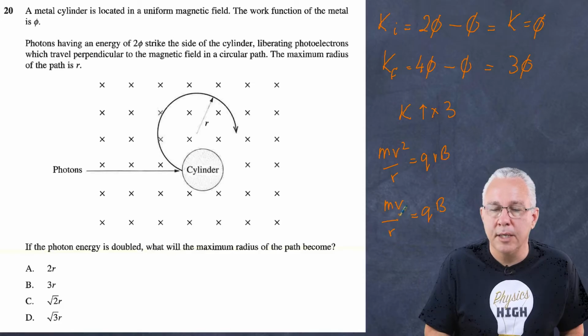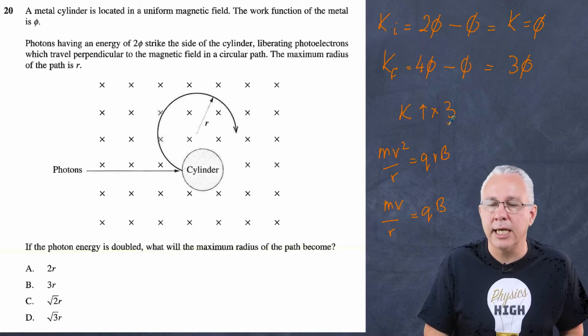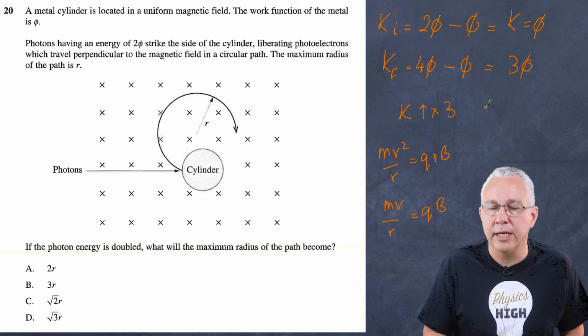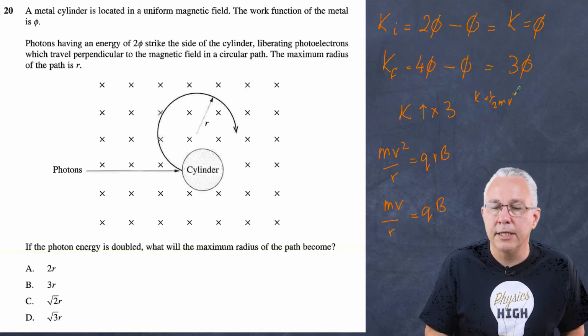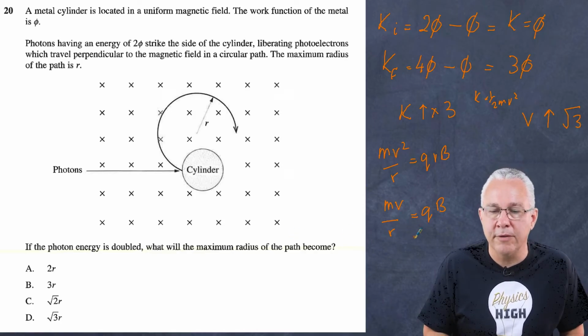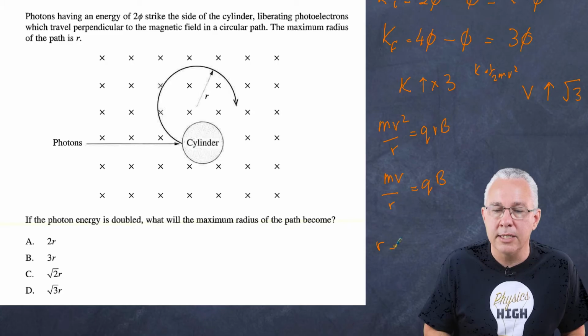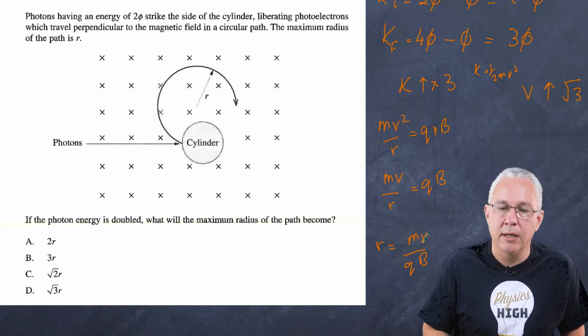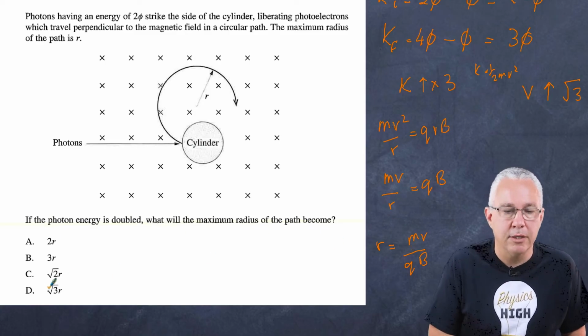So there's our velocity, but let's think about the kinetic energy. If the kinetic energy increases by a factor of 3, since the kinetic energy is equal to a half mv squared, that means our velocity increases not by a factor of 3, but only by a factor of root 3. Now, we're interested in the radius, so I'm going to rearrange this. What we get is r is equal to mv over qb. That means if my velocity is increasing by a factor of root 3, my radius increases by a factor of root 3. So the answer is D.